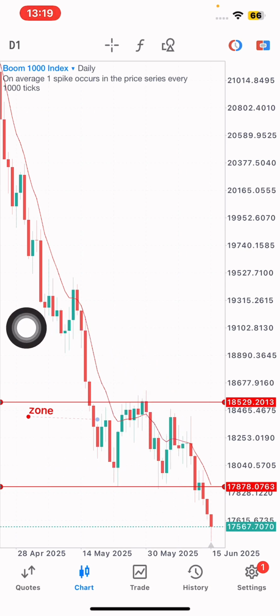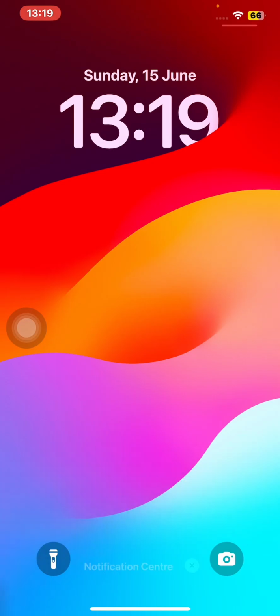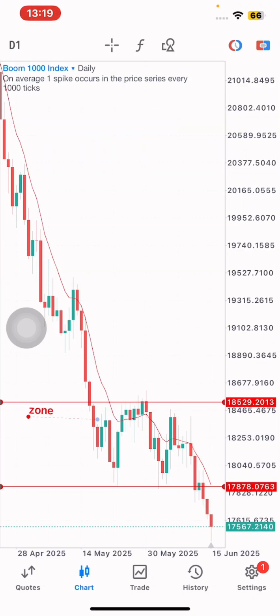So Boom 1000 is technically and fundamentally bearish. I repeat this statement: Boom 1000 is fundamentally and technically bearish currently at the moment while recording this video. Let me even check today's date, June 2025, Sunday. Boom 1000 is fundamentally and technically bearish in market structure. That is what I want you to understand.